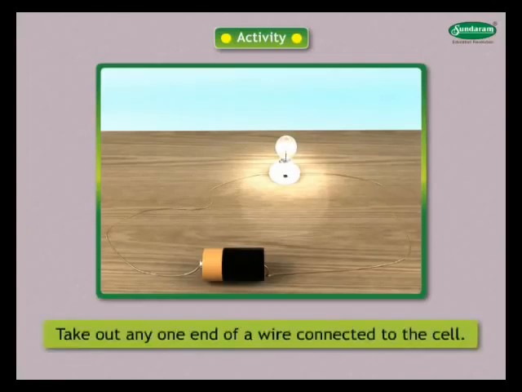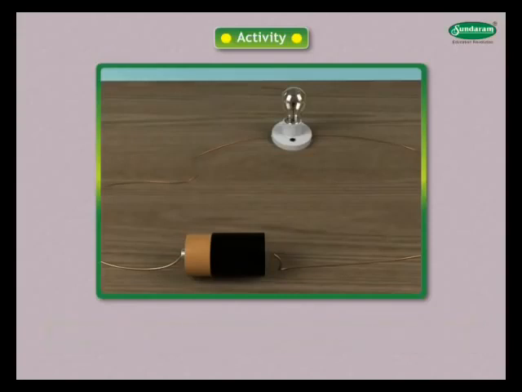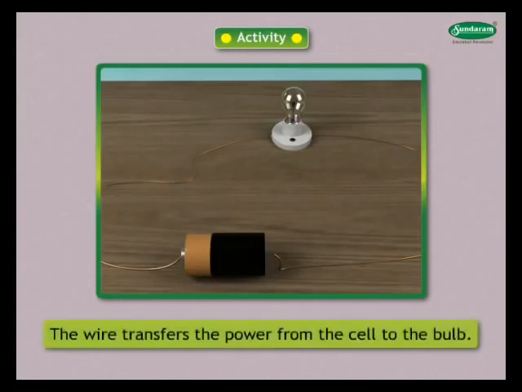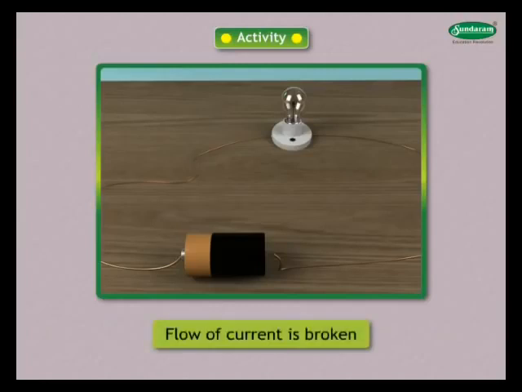B. Take out any one end of a wire connected to the cell. Observe the bulb. What do you infer? The bulb does not glow. The wire transfers the power from the cell to the bulb. When the wire is removed from one end, the flow of current is broken. Hence, the bulb stops glowing.